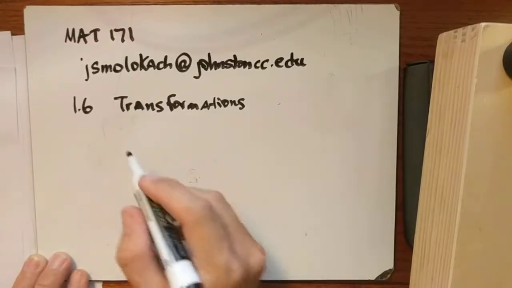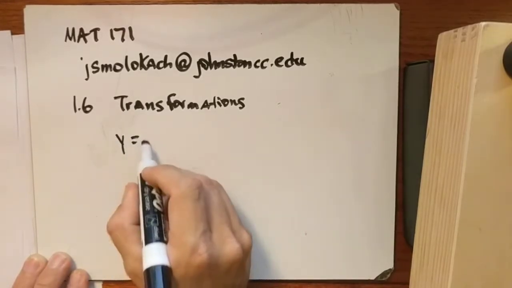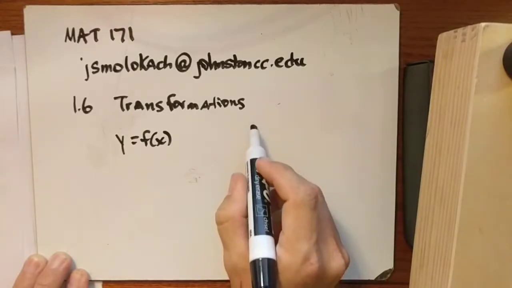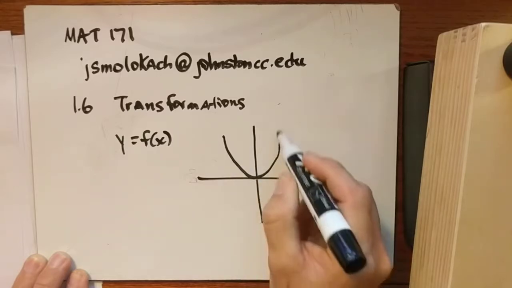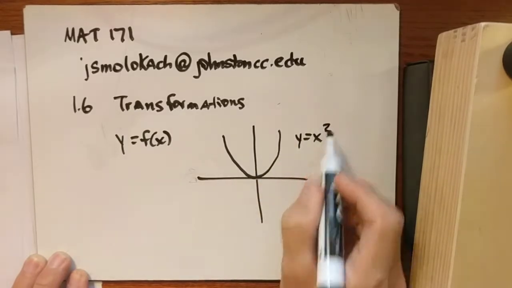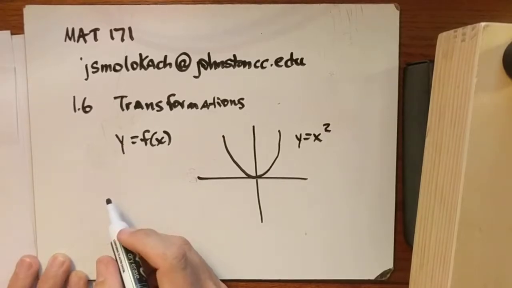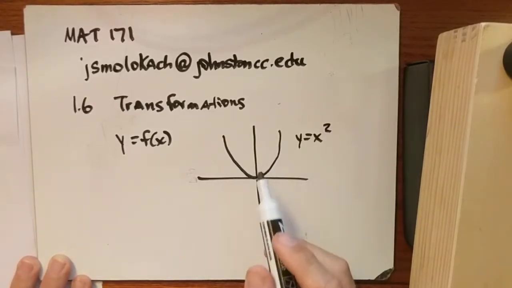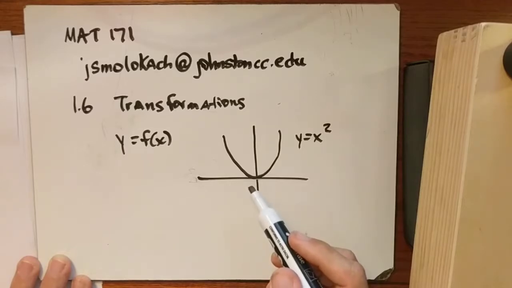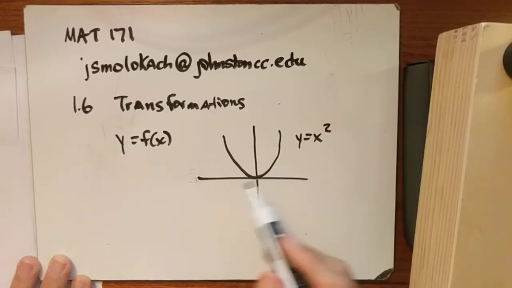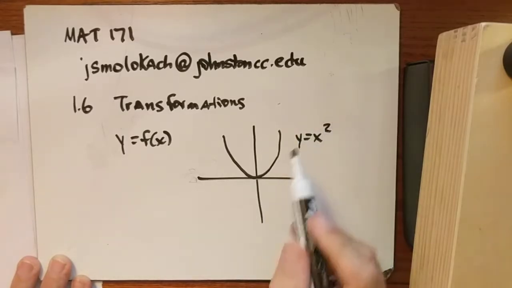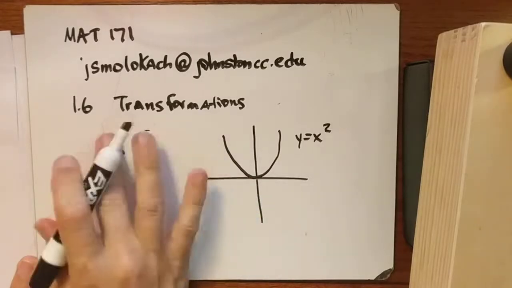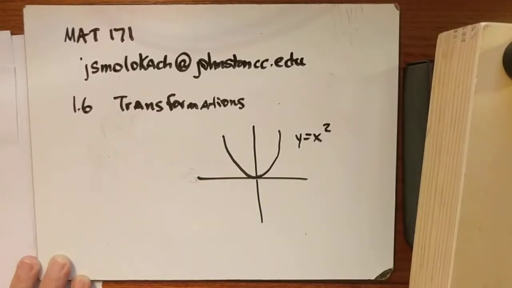With transformations, you have the graph of a function. Let's say this is the graph of a function, maybe y equals x squared. There's a couple of things that you can do to the graph. You can reflect it, you can stretch it, you can move it left, right, up, or down. This is what we call a parent graph. But what you can do with your parent graph is some different transformations. You can transform the way that the graph looks.